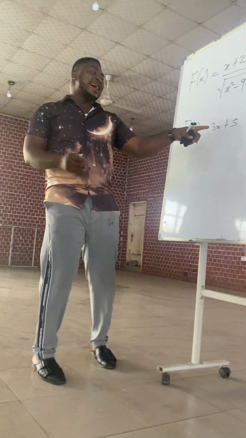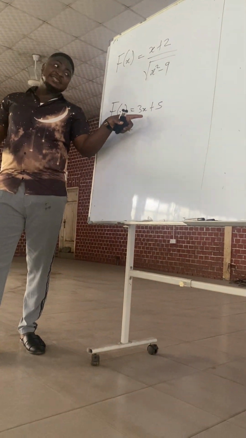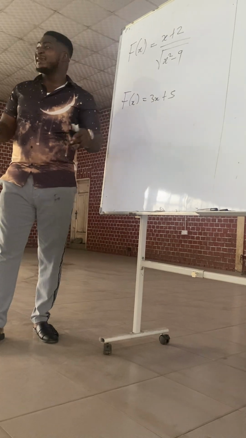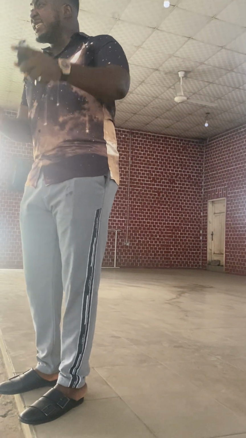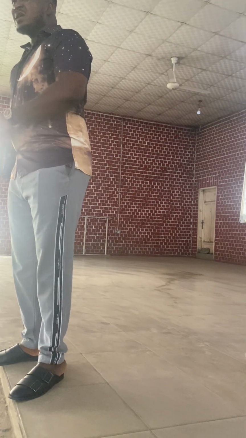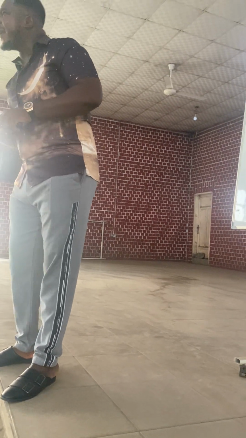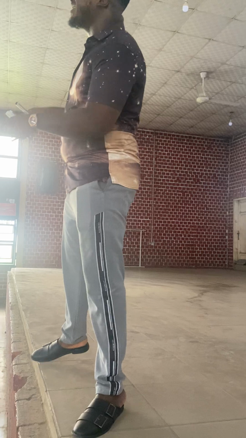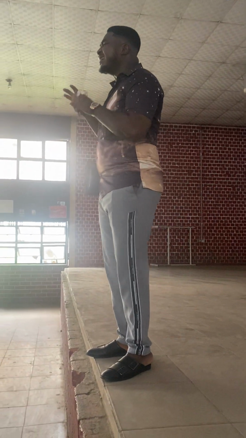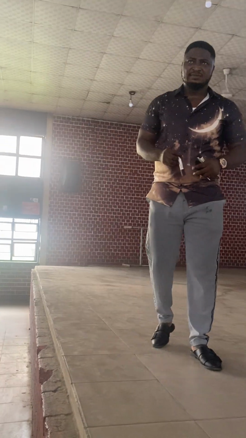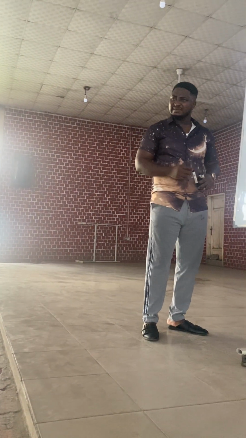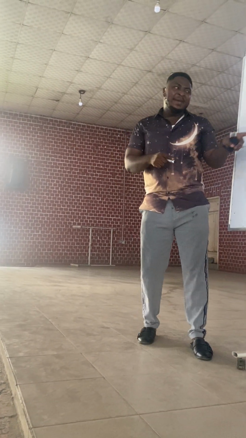Class, if I put 1 inside this function instead of x, if I replace x with 1, because x represents the domain. We use x to represent domain, we use y to represent range. So x is the domain, y is the range. The domain is the independent variable, while the range is the dependent variable. The range is meant to depend on the domain. So when they say find the domain, they are trying to find x.